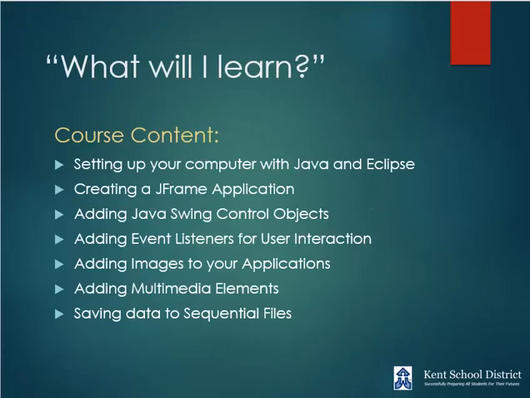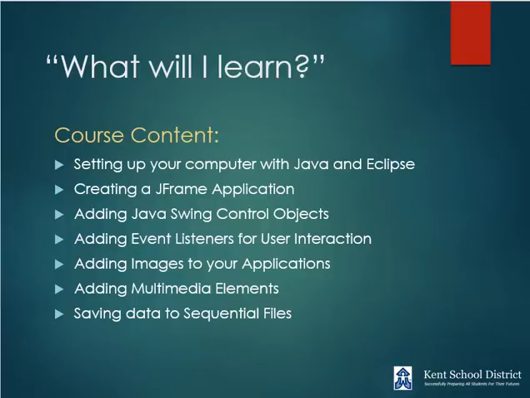So what will I learn in this class? You might be asking yourself. Well, one of the things you're going to learn is how to set up your computer with Java and Eclipse. Now this is pretty easy to do on a Kent School District computer because the Java compiler has already been added to your computer, and Eclipse can simply be downloaded from your teacher's outbox. If you don't have a Kent School District computer, then you'll have to go get the Java JDK from Oracle and install it on your computer first, and then you'll have to go to eclipse.org and download the latest version of Eclipse.